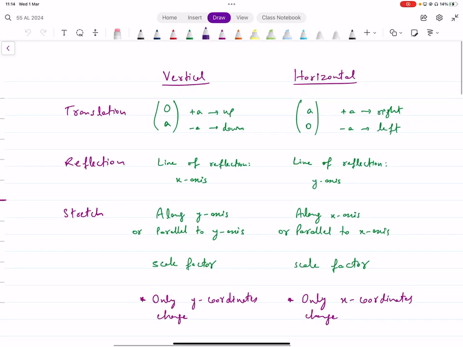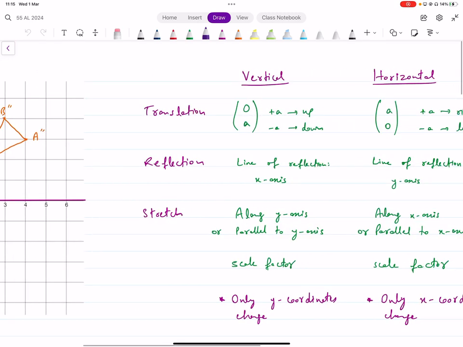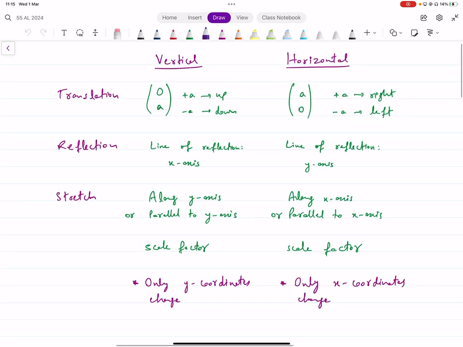All right, so we started transformations in our last session. We discussed the three different transformations that we have in our syllabus: translation, reflection, and stretch. And for each of them, we have horizontal and vertical transformation. So there are two types for each of them, horizontal or vertical. Okay, so in total, we're looking at six transformations. 3 times 2, 6 transformations हमारे पास total है जो हम यहाँ पे कर रहे हैं.